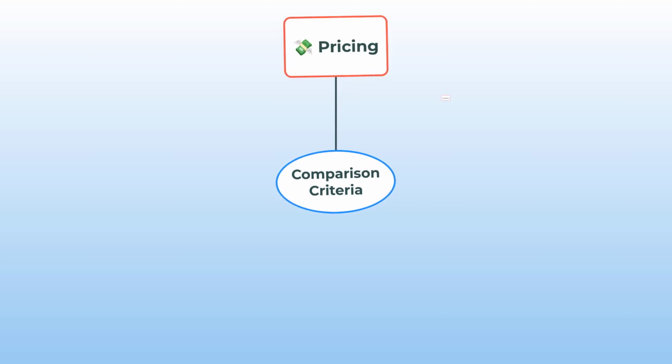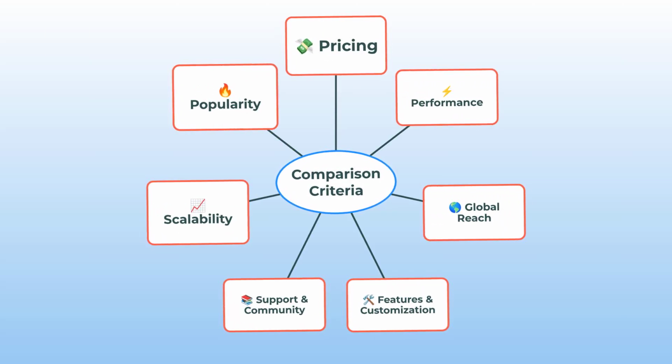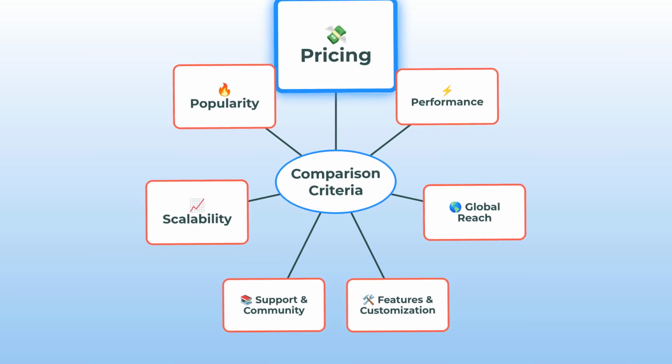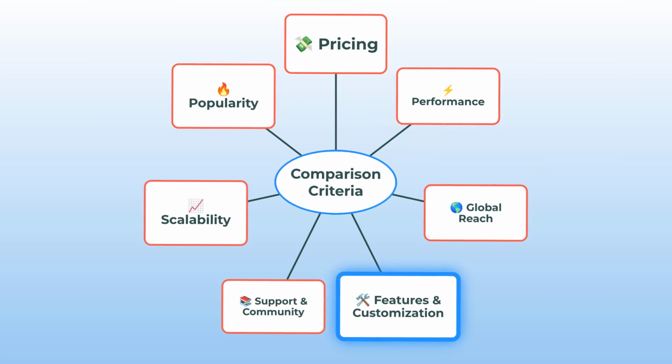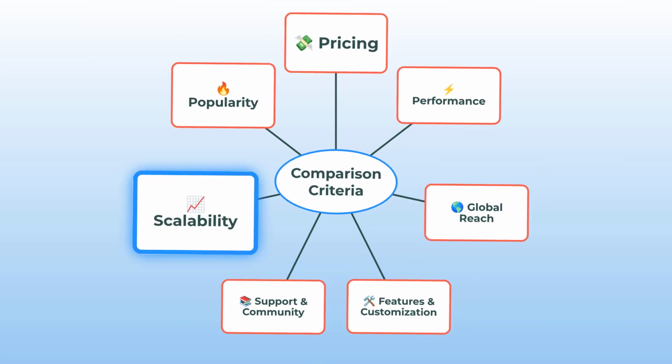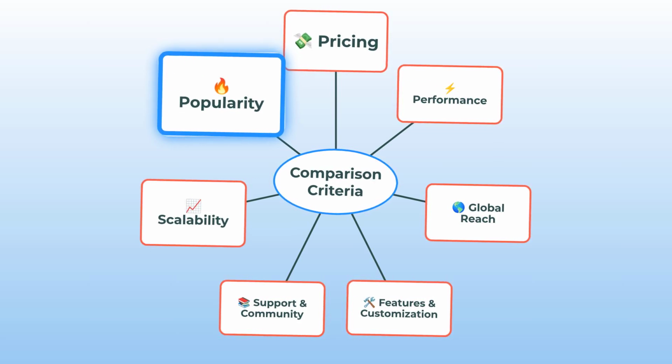Okay, before we actually start comparing these two, let's map out the categories we'll use. Here, what's on our mind map? Pricing, super important, right? Performance, global reach, features and customization, support and community, scalability, and of course, popularity. We'll go down the list so you can see exactly where each one stands. Ready to jump in? Let's start from the top.